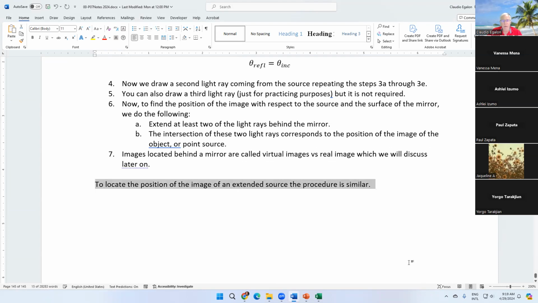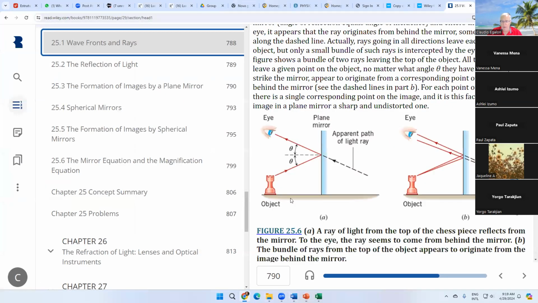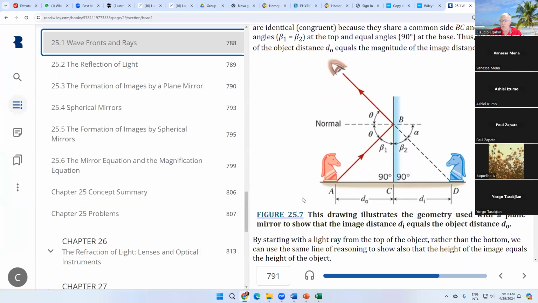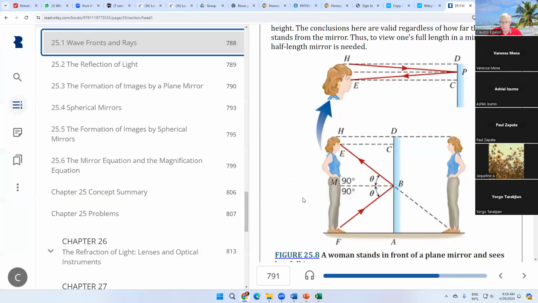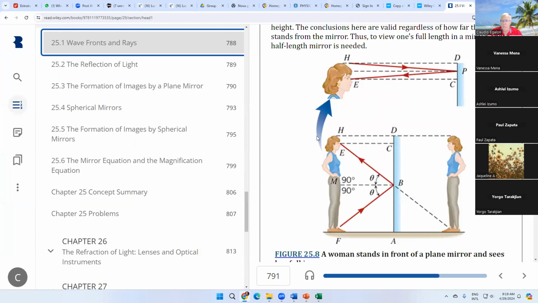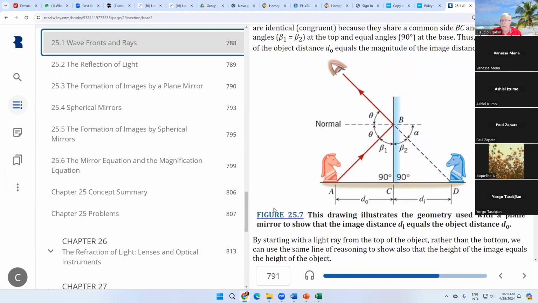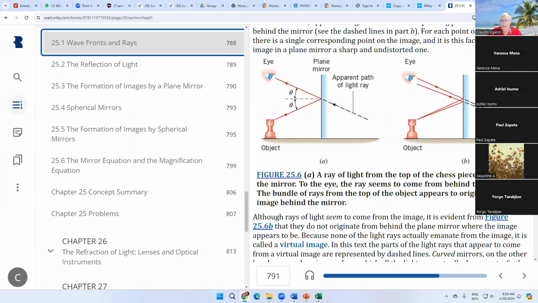So let's look at the position of an image of an extended object. Here you go. The extended object is represented by an arrow like that. We label it as O, for object. Let's see how the book has it. No, he's just using drawings. He's not using arrows. But here would be the object. Here would be the image. This would be the object. This would be the image, and so on. Object and the image.